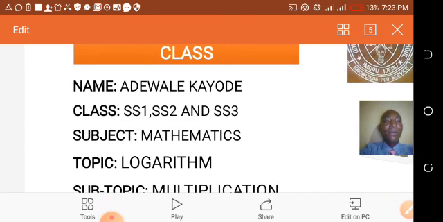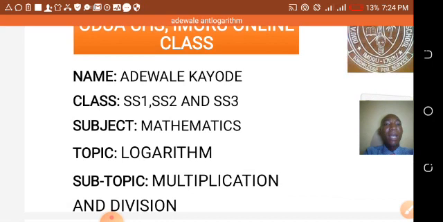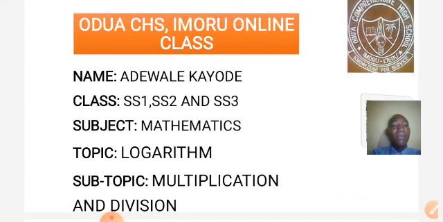And today, we are going to continue from where we stopped on logarithm. So today, we want to see how we can perform operations under logarithm. And we have different operations we can perform under logarithm. And these are multiplication, division, powers, and root. But for today's class, it's going to be for multiplication and division.